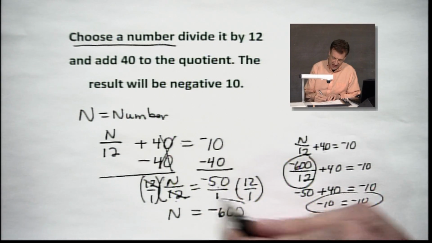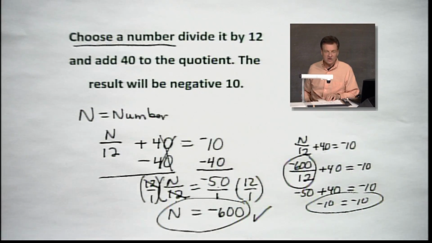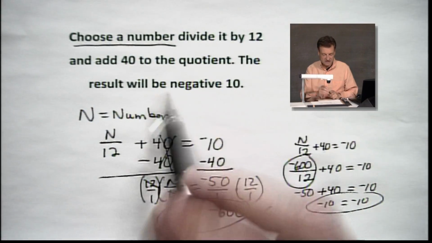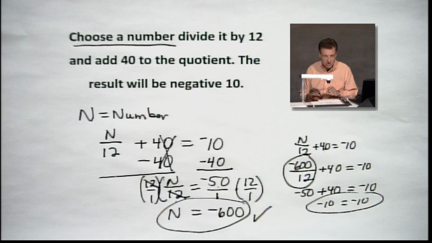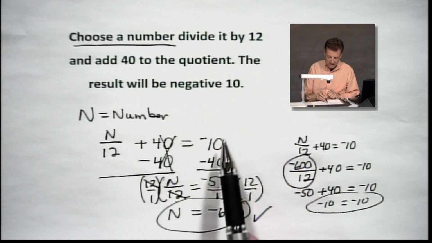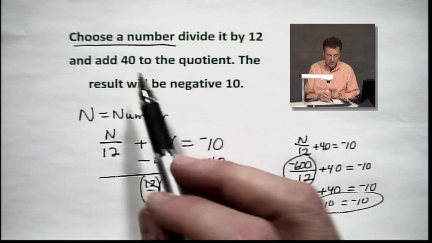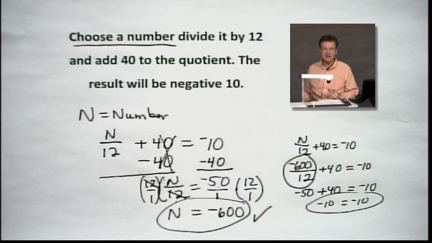So, dear friends, that is the number we need to solve this problem. Start with -600, and then we work right along, divide it by 12, bingo, add 40, and we are going to end up at -10. Nice little trip there.